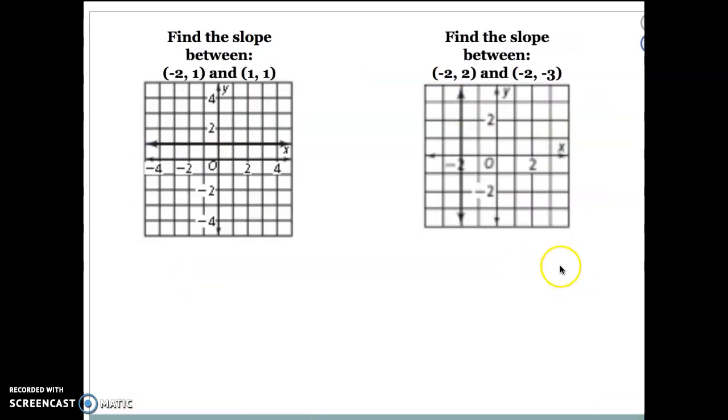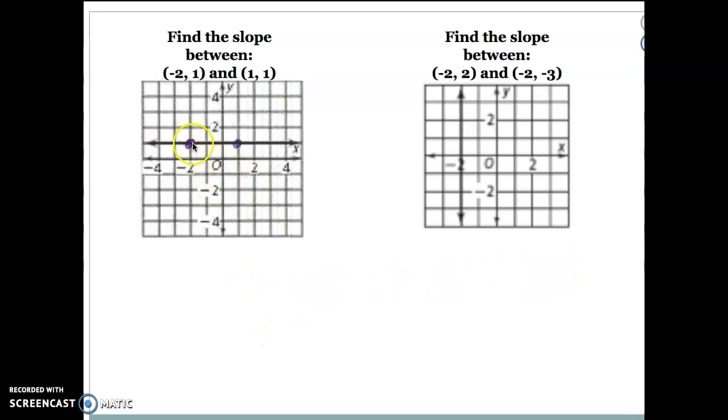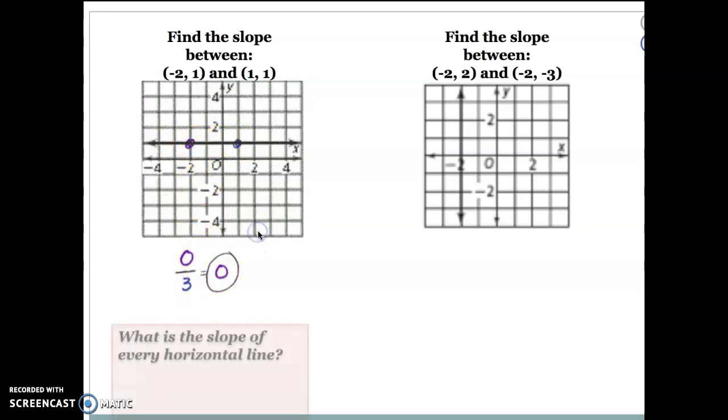So now let's take a look at the slope between -2,1 and 1,1. This is a horizontal line. Now with that horizontal line, think steepness. All right, there is no steepness. We're not increasing, we're not decreasing. So there is no rise. Our rise is actually 0. And between those 2 points that I gave you, we are running 3. 0 divided by 3 is 0.